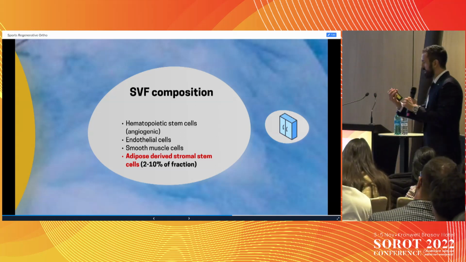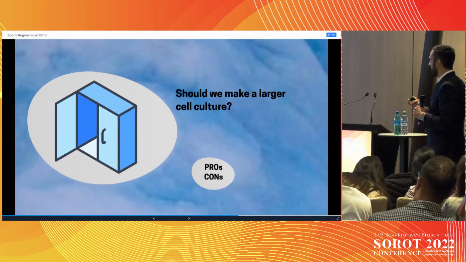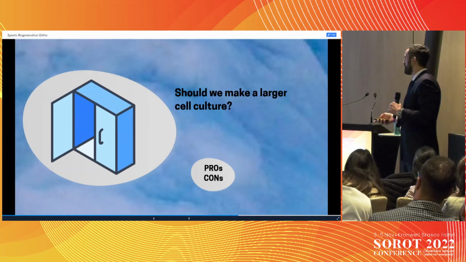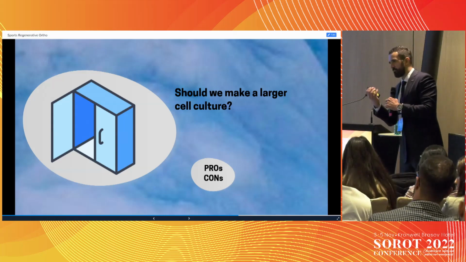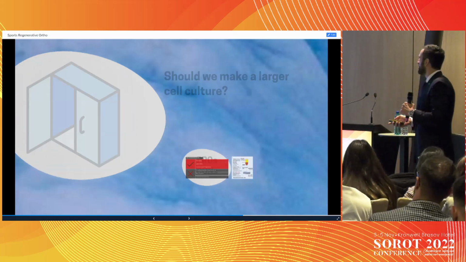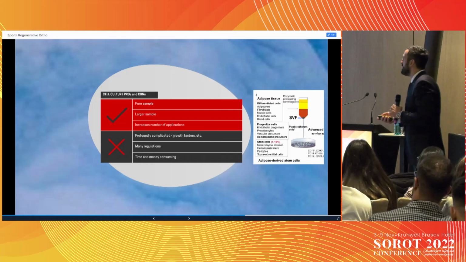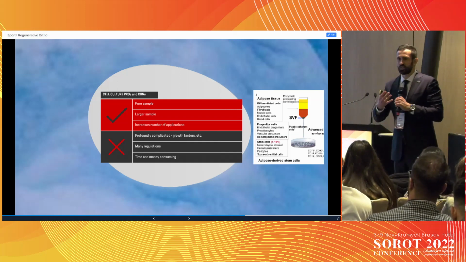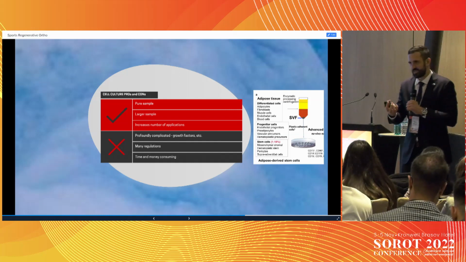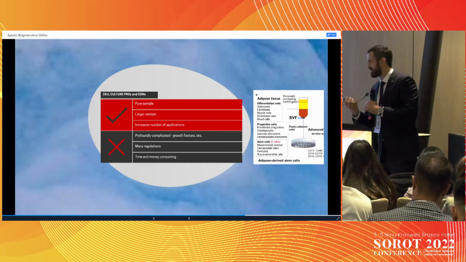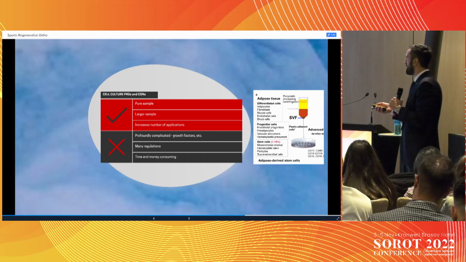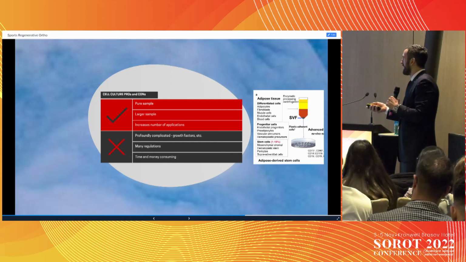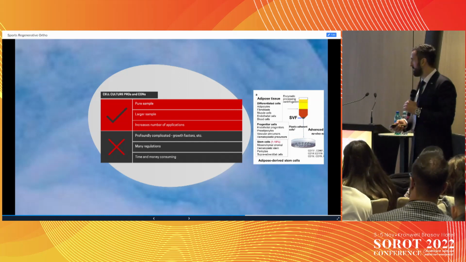Others are not. It would be hard actually to make the sample more clear. Now we'll speak about that. Should we do the cell culture? If we do the cell culture, if we just grow in the laboratory conditions just adipose-derived stem cells, we would have a pure sample, a larger sample, and we would increase the number of applications.